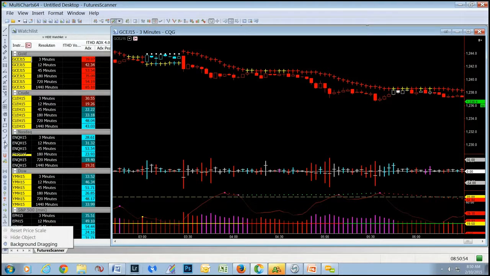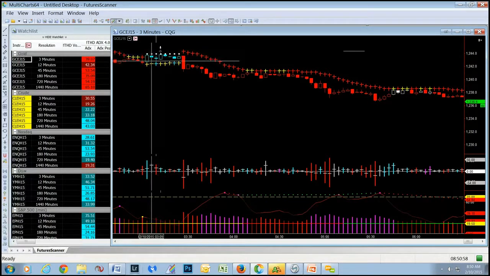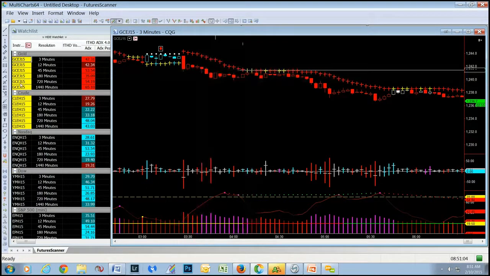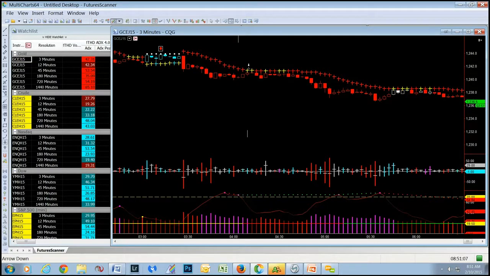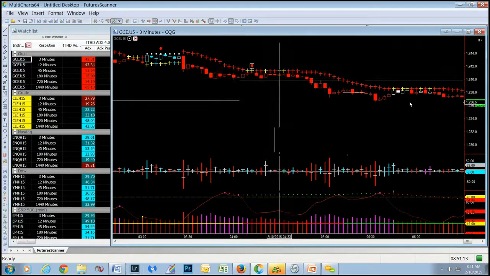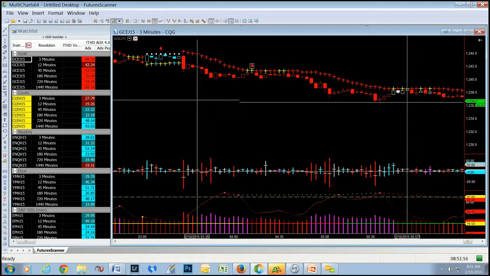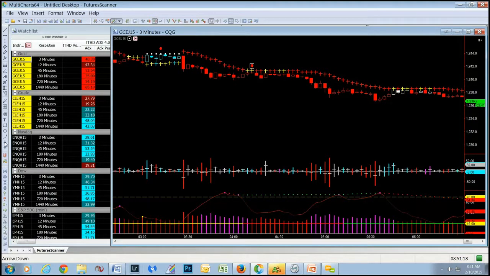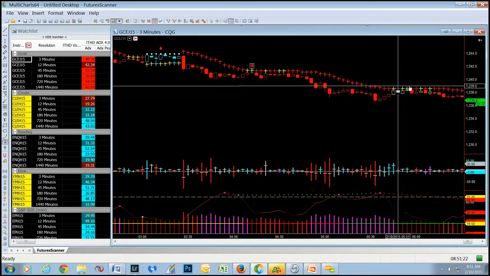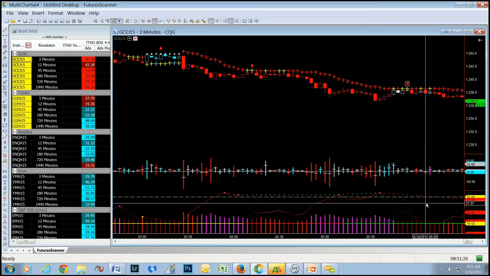There it is. So you had one entry here. It moves down, comes back to test the ATR again here. That's the second entry. Okay, you move down, you come back, you test it again there. That entry right there. So there's 3 entries.